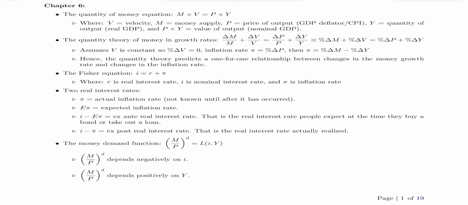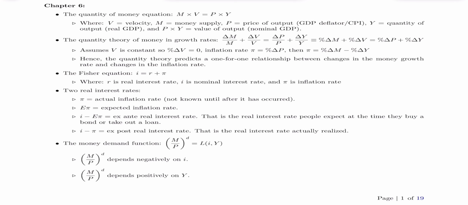Chapter 6 covers key concepts about money, inflation, and interest rates. The quantity of money equation, M times V equals P times Y, links money supply and velocity to prices and output. In growth rates, assuming constant velocity, we have pi equals percentage change in M minus percentage change in Y. So faster money growth leads to higher inflation.